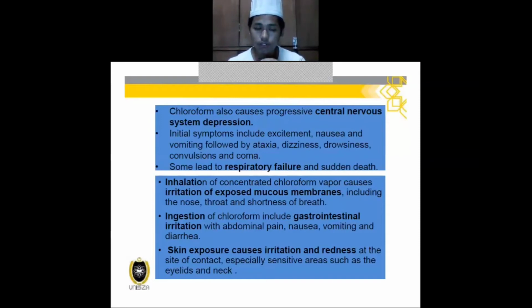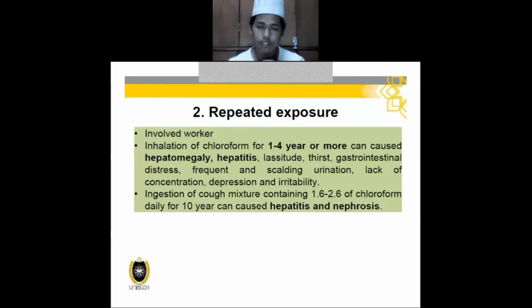Ingestion of chloroform includes gastrointestinal irritation with abdominal pain, nausea, vomiting, and diarrhea. Skin exposure causes irritation and redness at the site of contact, especially the sensitive areas such as eyelid and neck. For the repeated exposure, it usually involves workers.